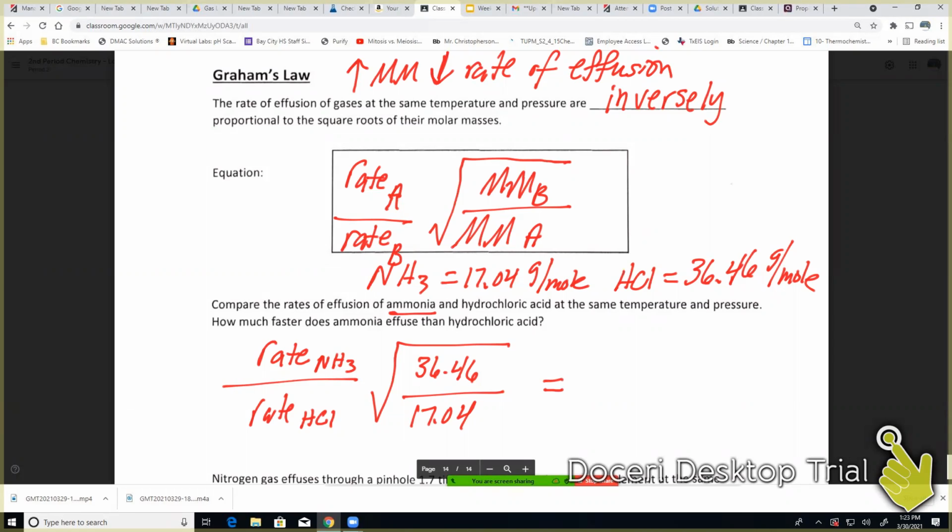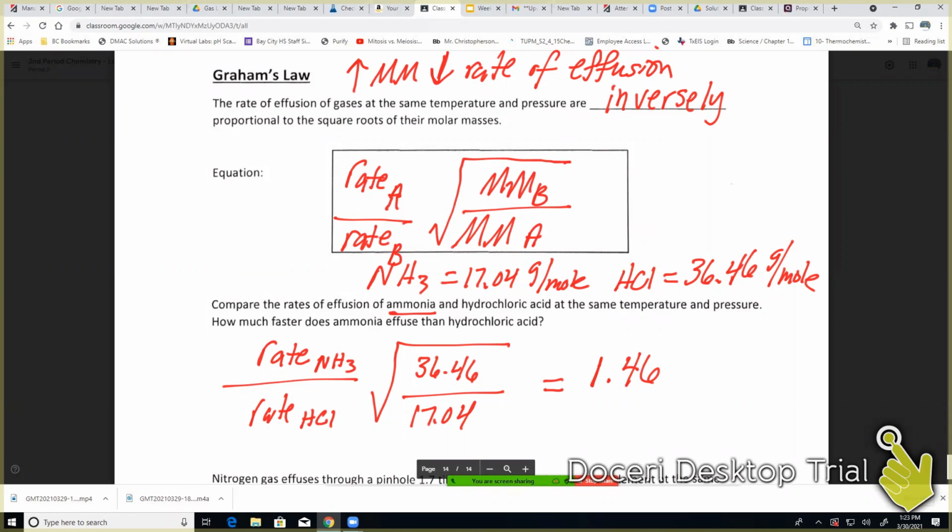Sig figs are kind of a little difficult. If you had this on a problem, I'd have to tell you how many sig figs, like I did on number 4 today, because you don't have a beginning amount. So we'll say we're going to go 2 places behind the decimal. So 1.46.